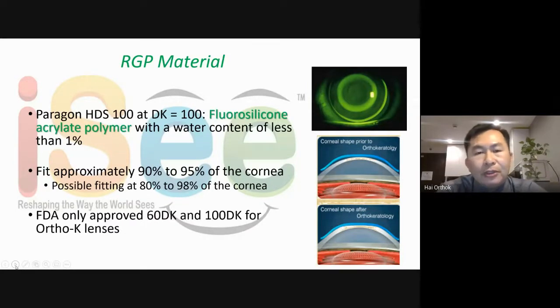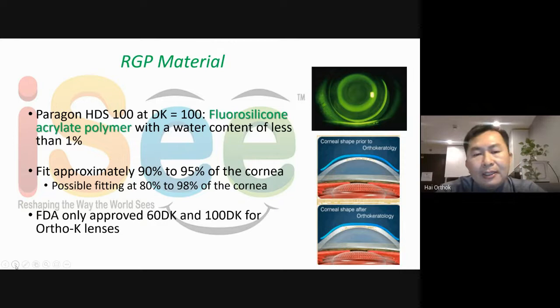The material of Ortho-K, as most people know, is fluorosilicone acrylate polymer with 1% water. We are fitting Ortho-K at about 90 to 95% of the cornea, and we can possibly fit 80% to 89%. It depends on the myopia and the cylinder. If you have very high myopia and high cylinder, we need a larger lens, approximately 89%. But if you can fit Ortho-K at 80% and the visual acuity is stable, that's the best. A small lens that fits well is better than a bigger lens.